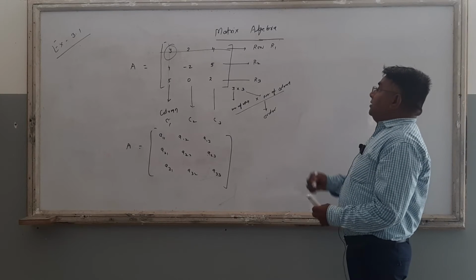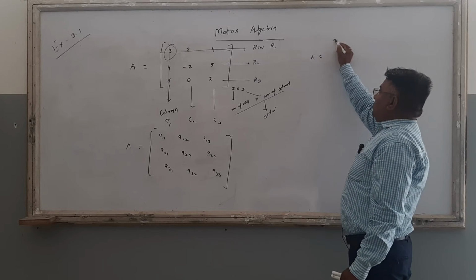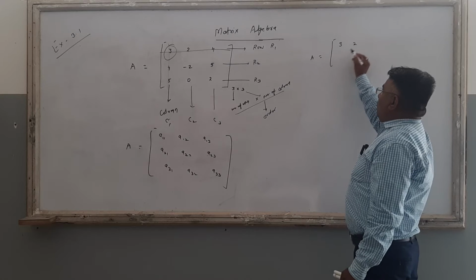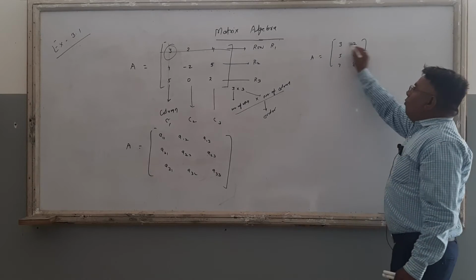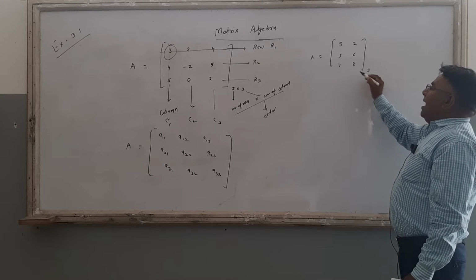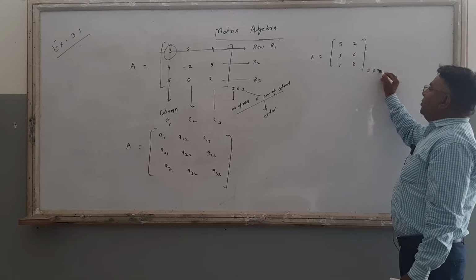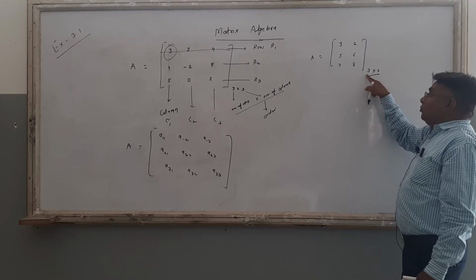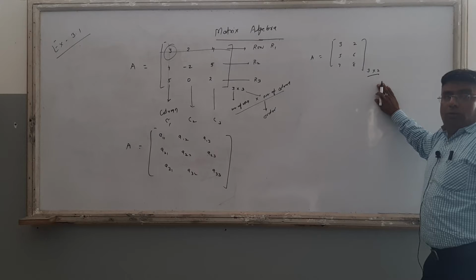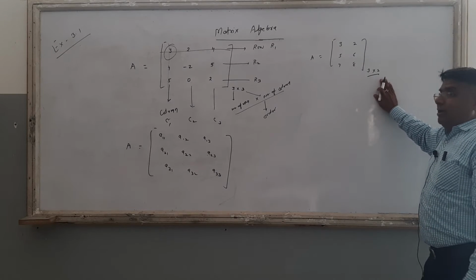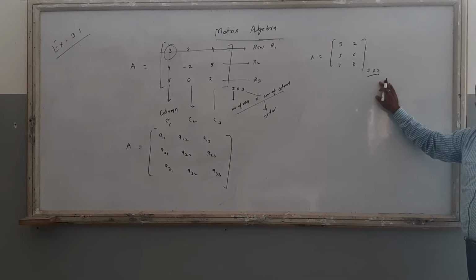For example, this matrix is 3, 2, 5, 6, 7, 8. This matrix has 3 rows and 2 columns, so it is a 3 into 2 order matrix. The number of rows is 3 and the number of columns is 2, so the order of this matrix is 3 into 2. The number of rows and number of columns are not equal, so that is a rectangular matrix.